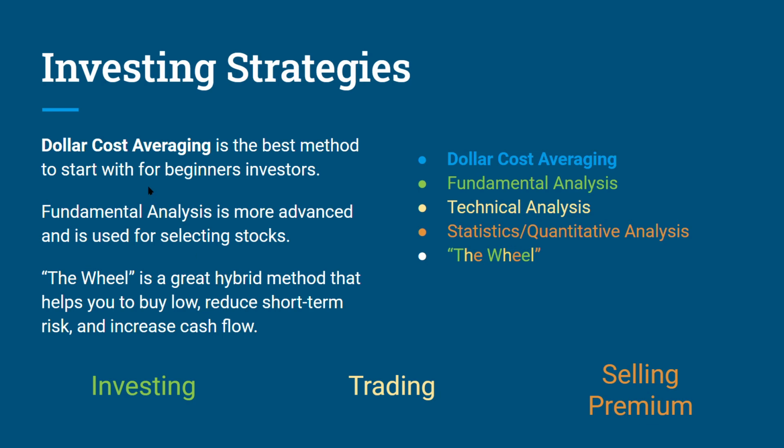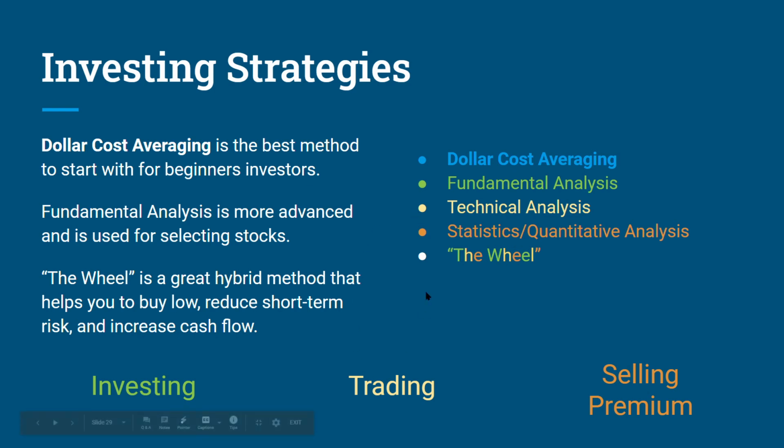So investing strategies, again, if you're watching this video, you're focusing on dollar cost averaging as the best method to start for beginner investors in your 401k, your Roth IRA, or individual brokerage account. Once you want to learn about picking high quality individual companies to invest in for the long term, it's important to learn about fundamental analysis. And then a great hybrid method is called the wheel. That's the strategy. It helps you to buy stocks lower and reduce your short-term risk on stocks that you own, or ETFs for that matter, as well as increase cash flow.